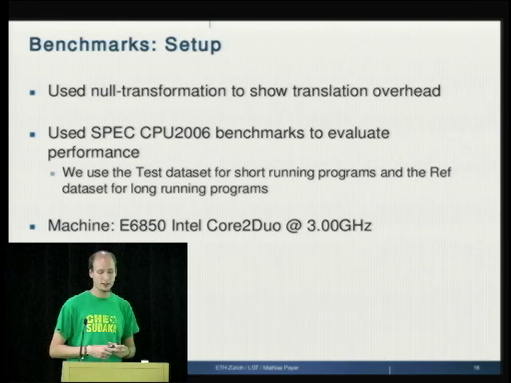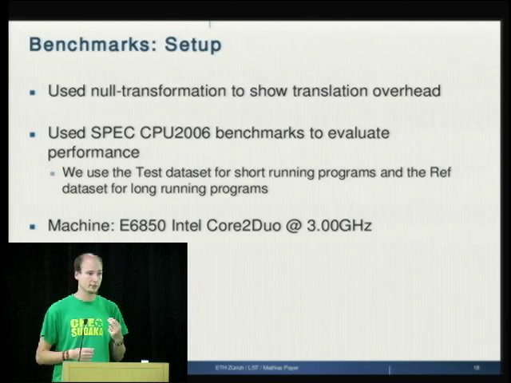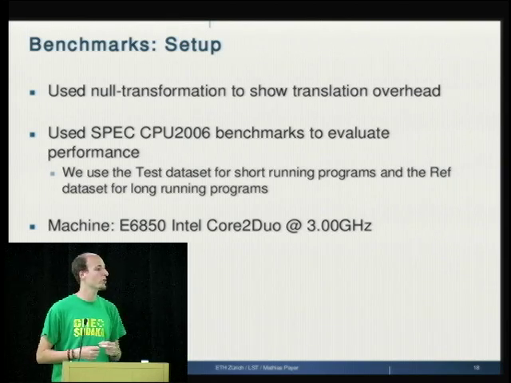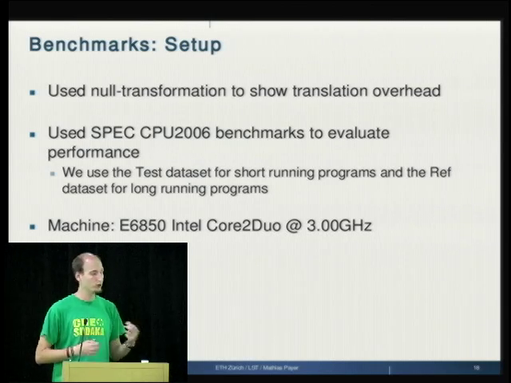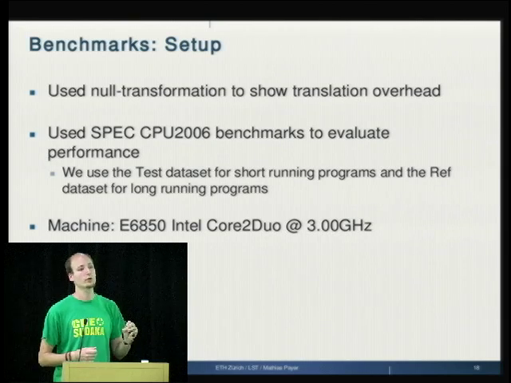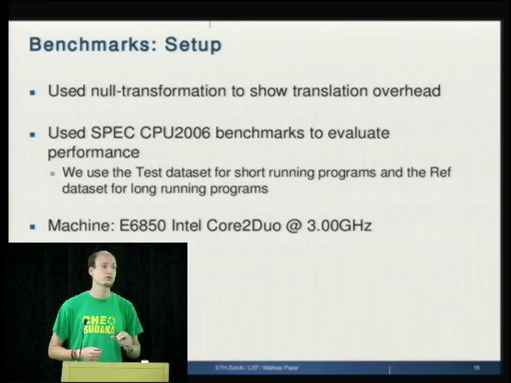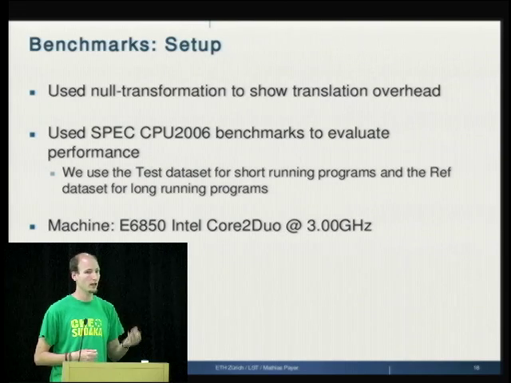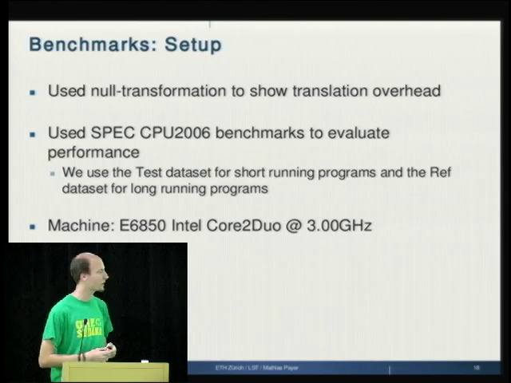To show you some numbers, I will now discuss the setup of the benchmarks. We use null translation to show the translation overhead only. We use the SPEC CPU 2006 benchmarks to evaluate the performance of our binary translator. And we use the test data set to show translation overhead for short-running programs of between 2 and 40 seconds. And we used the reference data set to show translation overhead for long-running programs. This is up to a couple of 1,000 seconds on our machine.